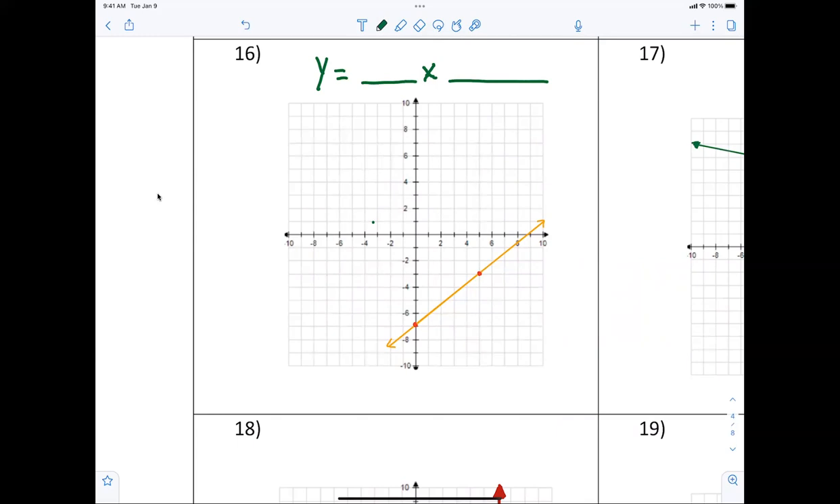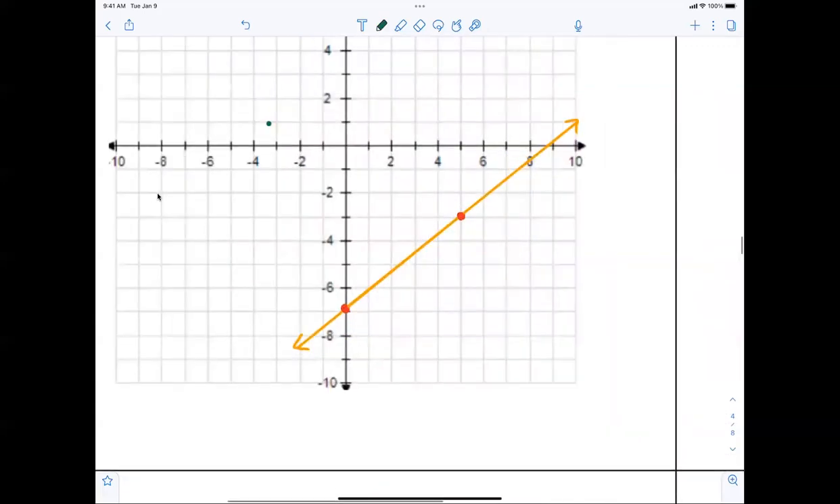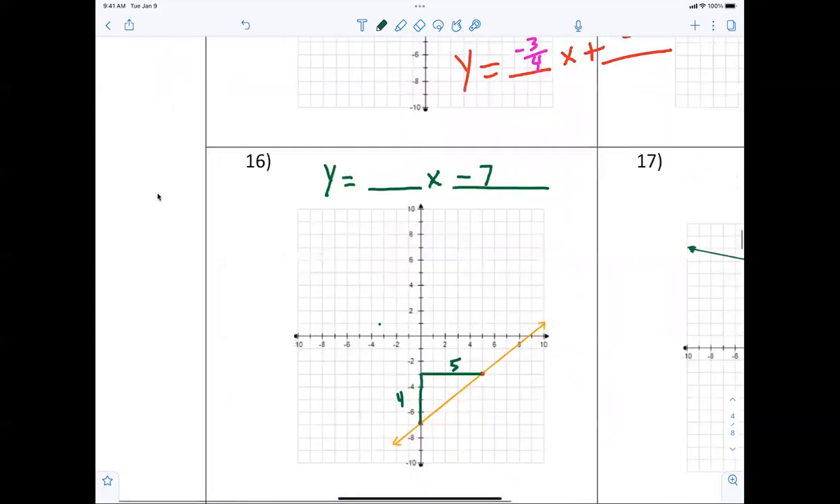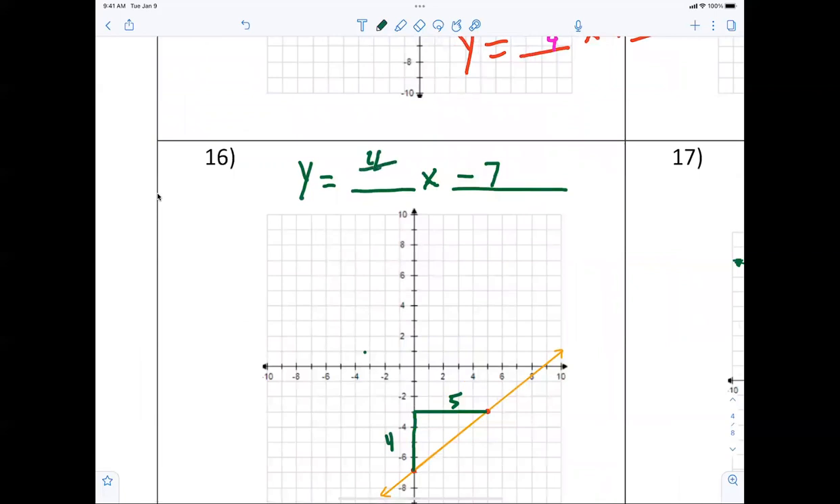Y-intercept was -7. So I have a -7 filled in right there. Now, from the left point to the right point, obviously the slope is going to be positive or negative. Positive because going up the mountain. So I went up, how many? 4, and I went over 5. So my equation is, it's as simple as that, guys. Simple, simple. All right. 4/5 x minus 7. Everybody's good with that?